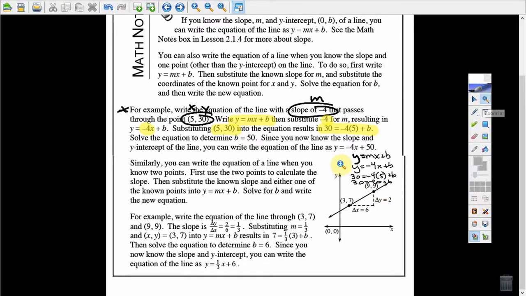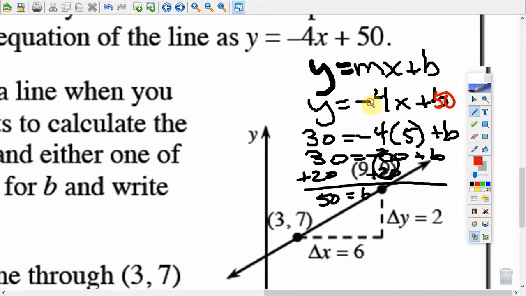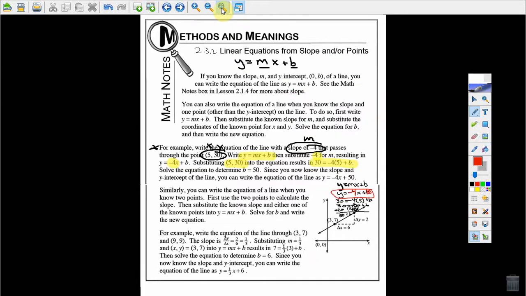I'm zooming in here. Sorry about the mess here, guys. It's tight. So add 20 to both sides. 50 equals b. Now we go back to our original equation and we can plug in 50 for b and -4 for m, and that would be the equation of the line. I'll erase that all in just a second.